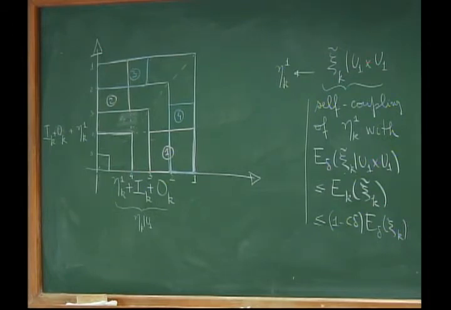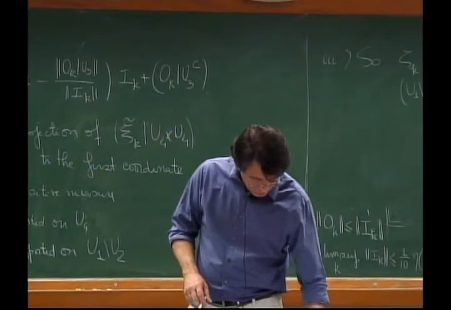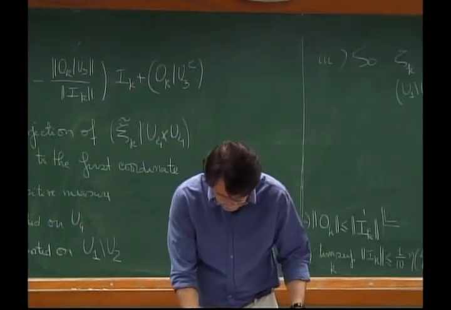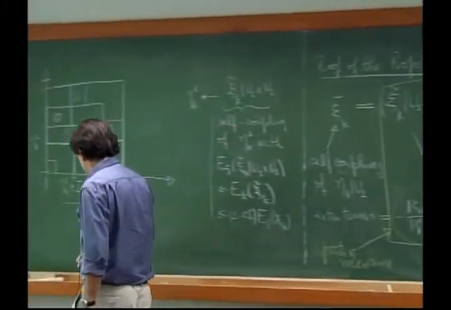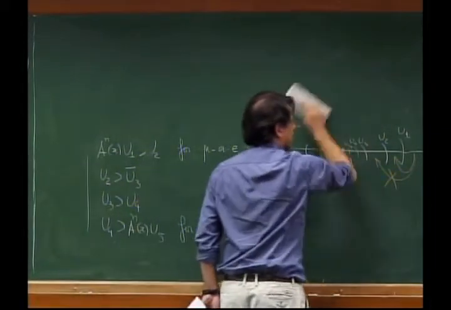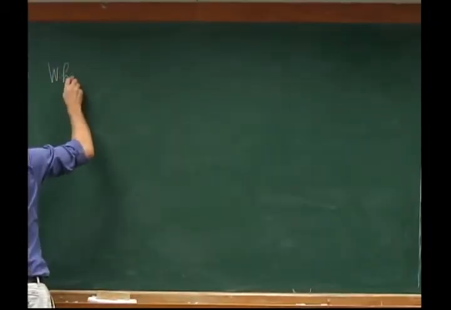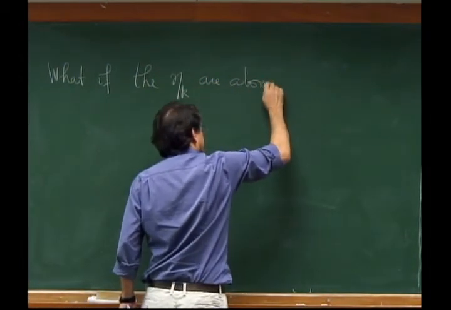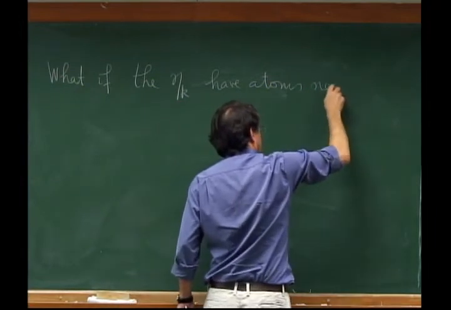Okay. I mean, there are more details, but I think this is all I'm going to say about the proof of the proposition, because it really covers the essential points. So to finish, I want to talk about the only missing part of the proof, which is what if the ATKs are atomic? Or have atoms near V.